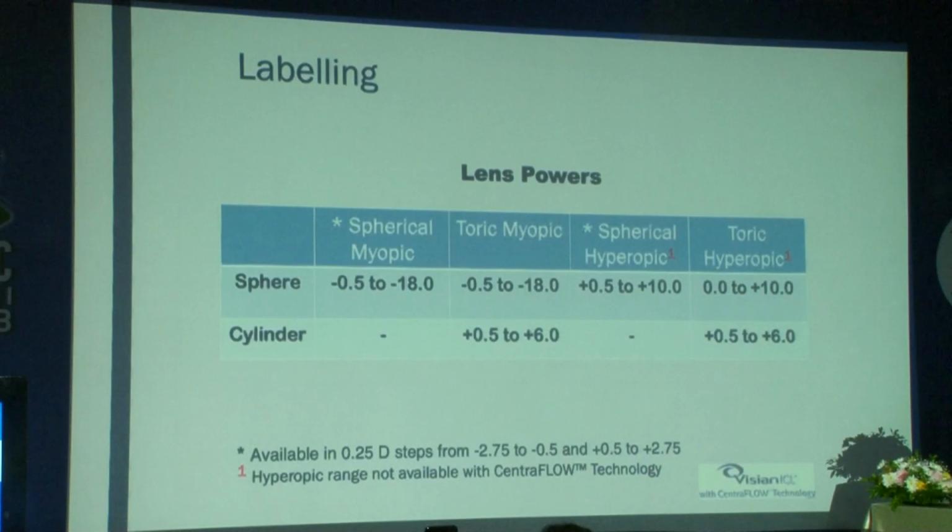So the Vision ICL is available to correct myopia from -0.5 diopter is the power of the lens up to -18, and a toric version is available up to 6 diopters of astigmatism, while the hyperopic lenses are available up to 10 diopters with a 6 diopter cylindrical power.